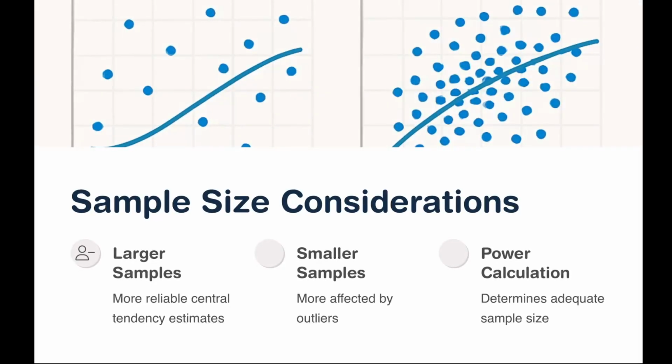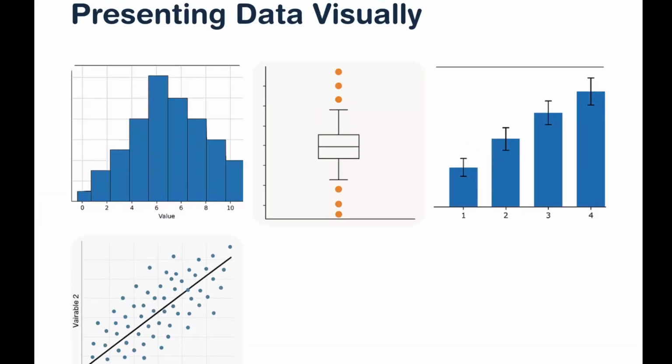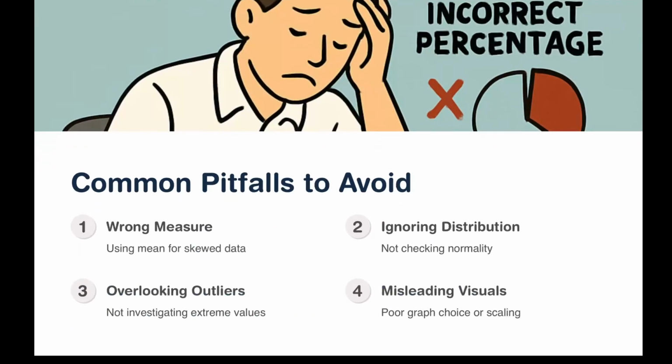Sample size consideration: larger samples give more reliable central tendency estimates, and smaller samples are more affected by outliers. Power calculation determines adequate sample size. So we need to consider all these things when we are doing the sample size calculation for larger samples, smaller samples, and for power calculation. And present data visually accordingly: box plots, histograms, and scatter plots are appropriate visualizations. Data should be visualized accordingly.